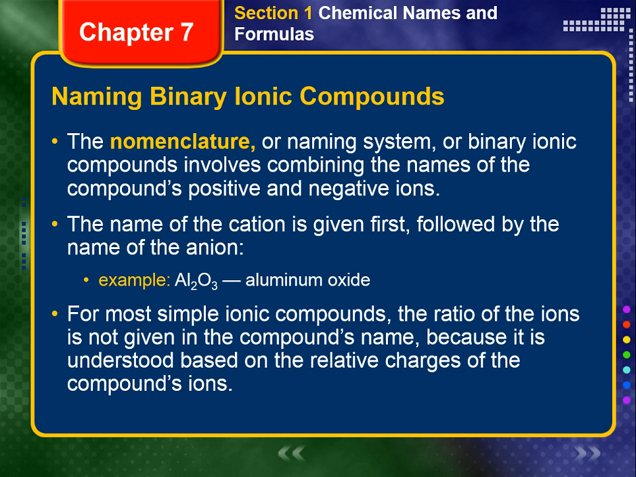Naming binary ionic compounds. The nomenclature, or naming system, of binary ionic compounds involves combining the names of the compound's positive and negative ions. The name of the cation is given first, followed by the name of the anion. For most simple ionic compounds, the ratio of the ions is not indicated in the compound's name because it is understood based on the relative charges of the compound's ions. The naming of a simple binary ionic compound is illustrated on the screen using aluminum oxide.